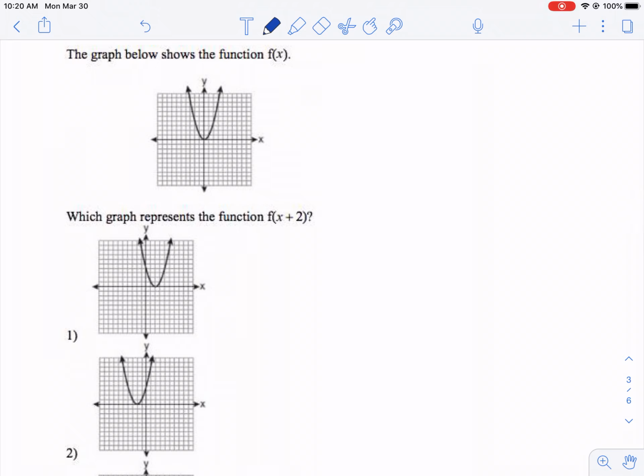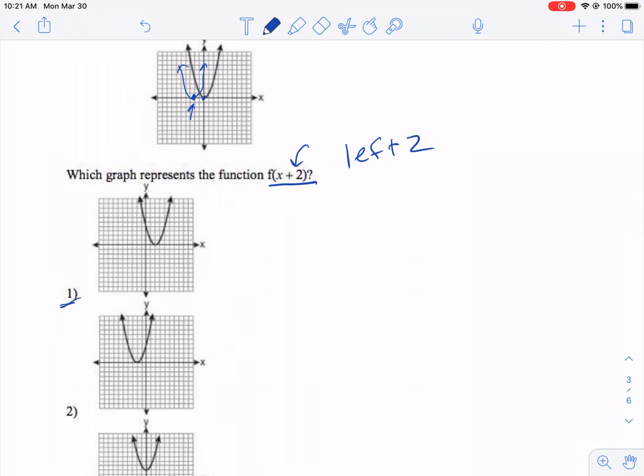This was a multiple choice question that showed up on the Regents. We have a graph f of x, which looks like a nice little parabola. Which one represents f of x plus 2? The plus 2 is in parentheses, so that's a horizontal shift. Horizontal shifts go in the opposite direction, so we want to shift this thing left 2 places. The easiest point on a parabola to shift is the vertex. So I just want to make sure the vertex ends up over here 2 places to the left. I'm looking for something like that. Graph number 1 goes to the right. Graph number 2 goes to the left. This one's our winner.